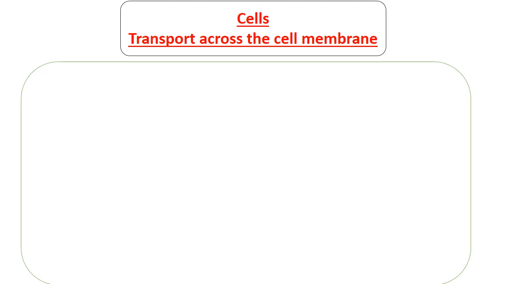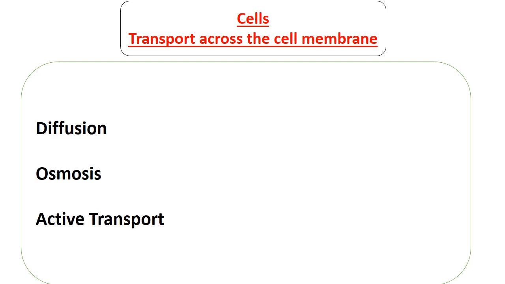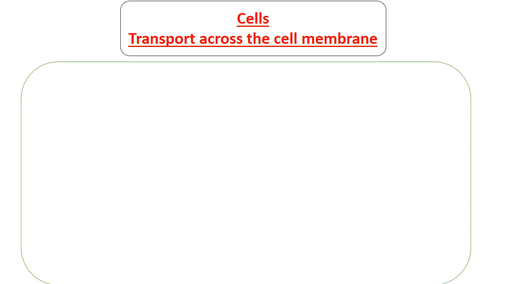So, transport across the cell membrane. How do substances move across the cell membrane? They do this by three main processes. The first is diffusion, the second is osmosis, and the third is active transport. We're going to study all these processes, but we're not going to deal with active transport in detail. We'll deal with it in the next video. So let's start with diffusion.